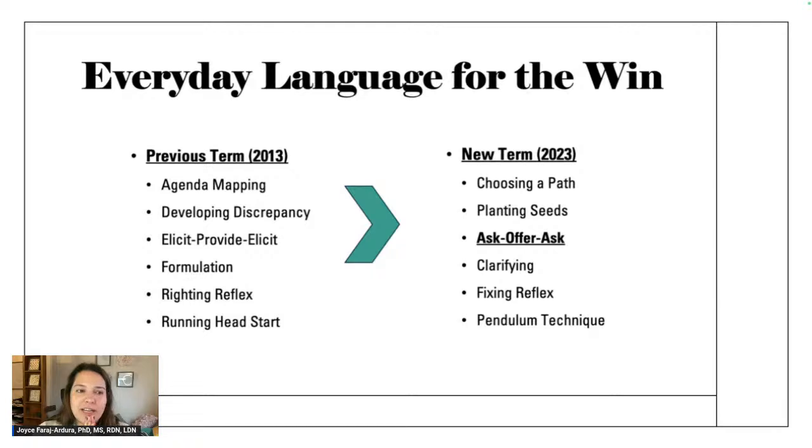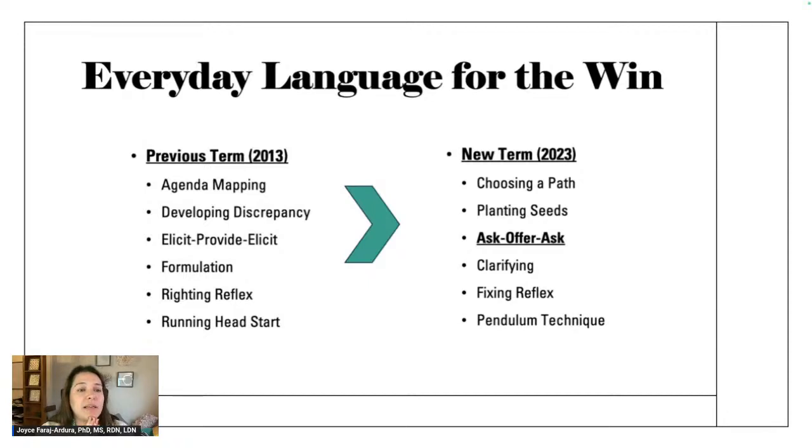So there are other changes, and I'm going to go into all of these in different trainings because it's a bunch, but I'm just going to highlight the old terms and the new terms. So in the past, we had agenda mapping. The new term for that is choosing a path. And when I go into the different tasks for MI in the next training, I'm going to go into what that is and how we can do it.